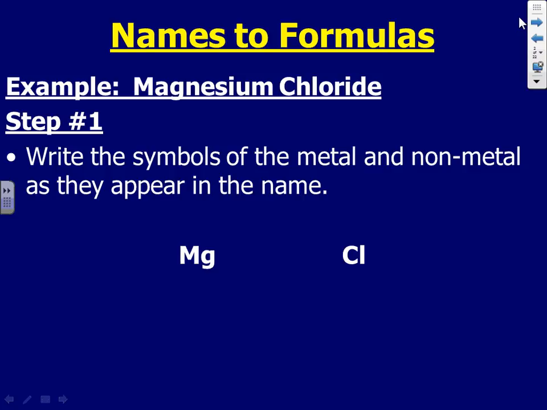Write the symbols of the metal and the non-metal as they appear in the name. Magnesium, the metal always goes first, and chloride.